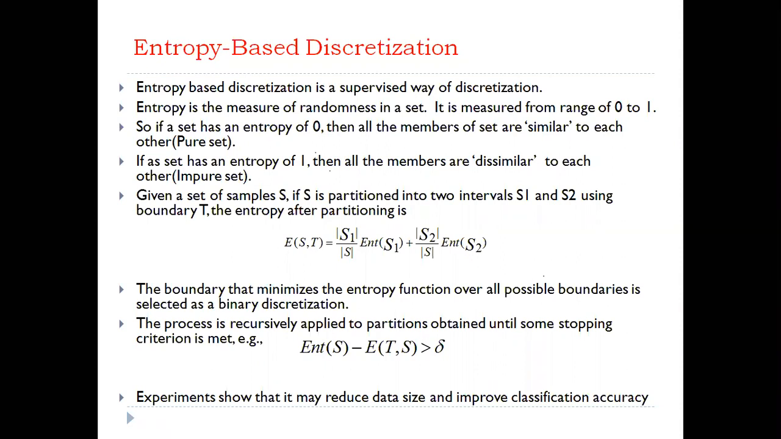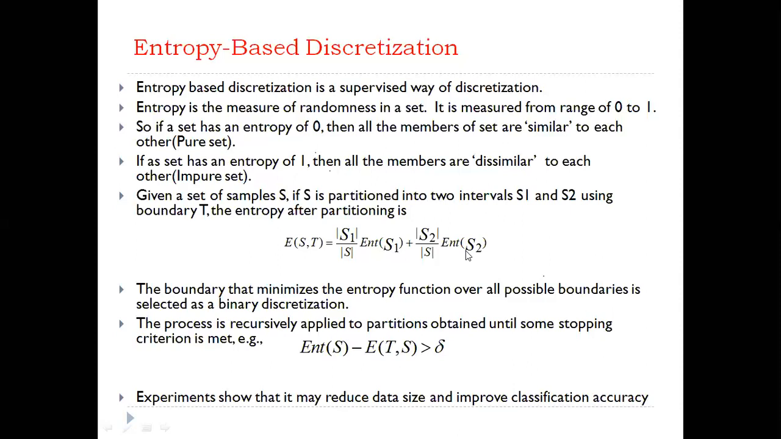Okay, if you're trying to divide the intervals into S1 and S2, the set S is divided into two partitions, S1 and S2. So here, we weight S1 by the original S, the set, and the entropy of S1. Then S2 by the entropy of S2. Here, the boundary that we are trying to focus on will be the T value.